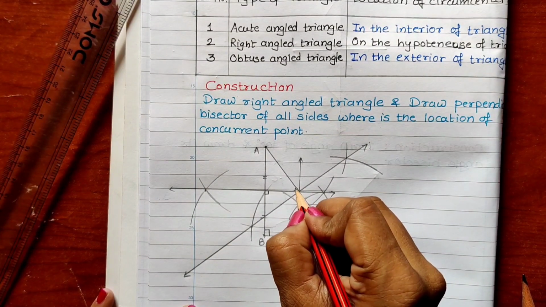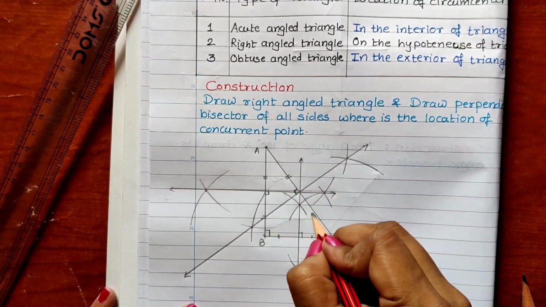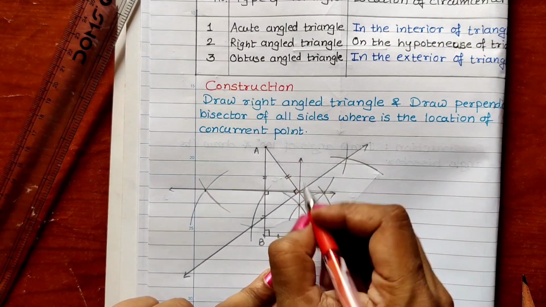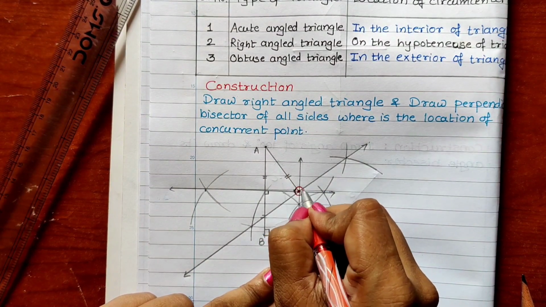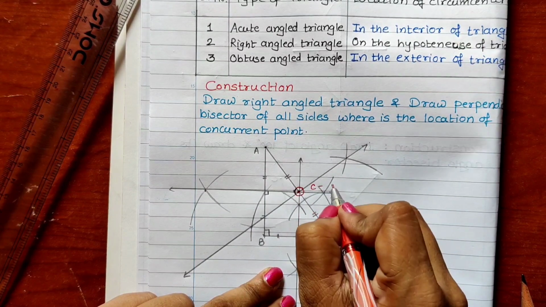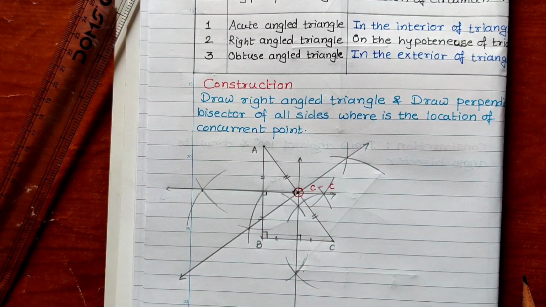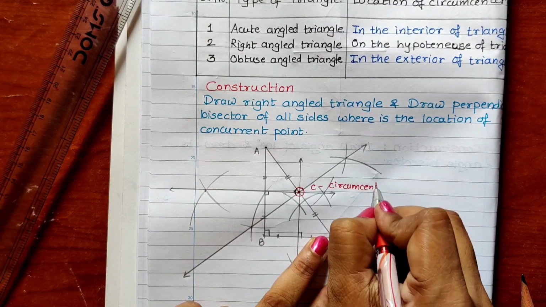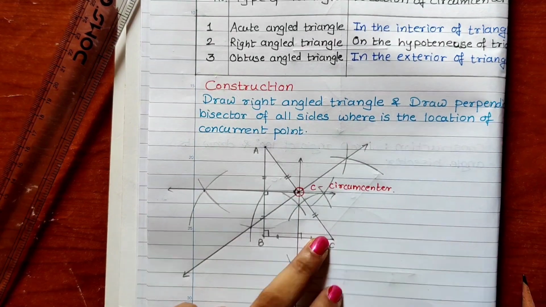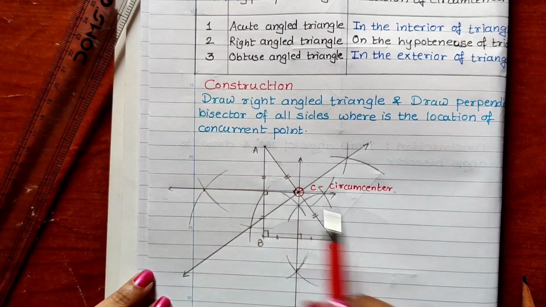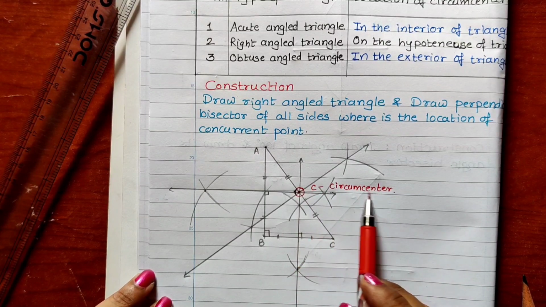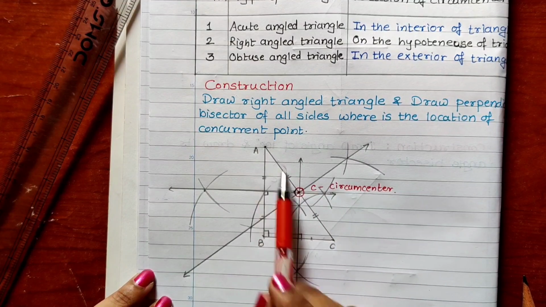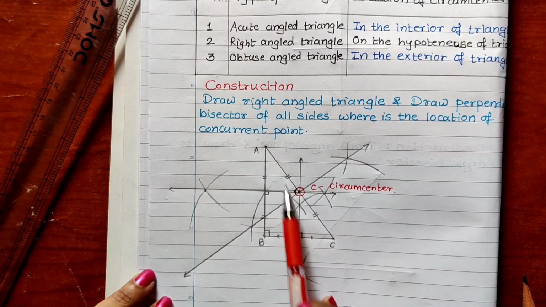This is the perpendicular bisector of this side AB, and all these 3 perpendicular bisectors intersect each other at this point. So this point is known as the circumcenter. Okay, so where is the location of the concurrent point? The circumcenter is nothing but the concurrent point. So where is the location? It is on the hypotenuse. This is the midpoint of the hypotenuse, correct?